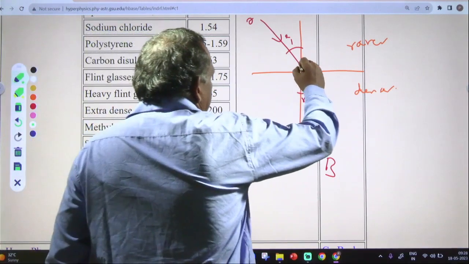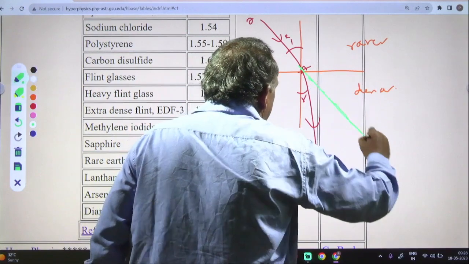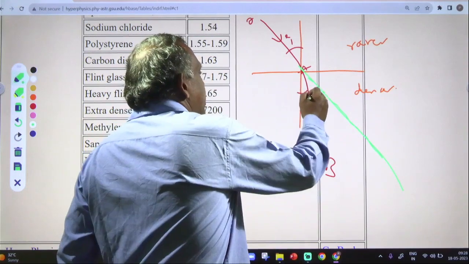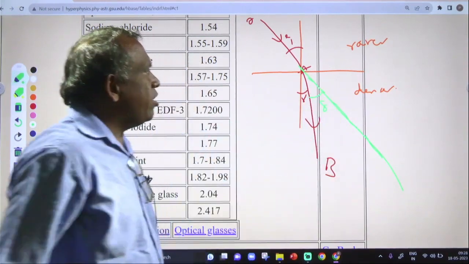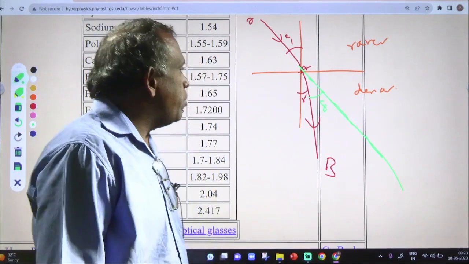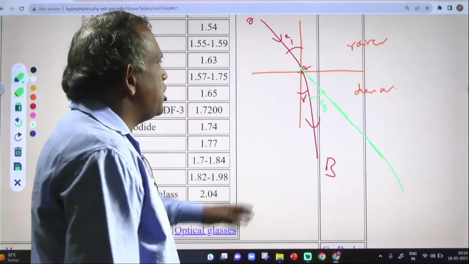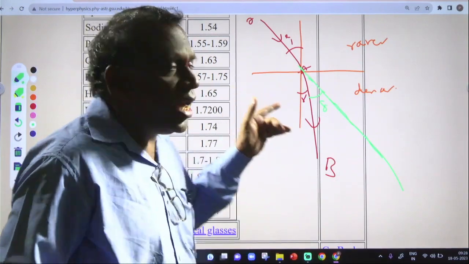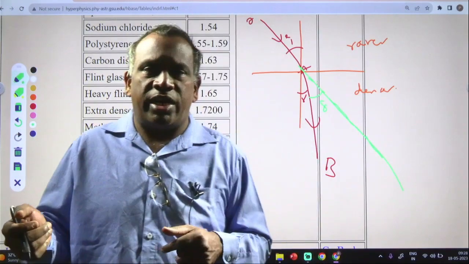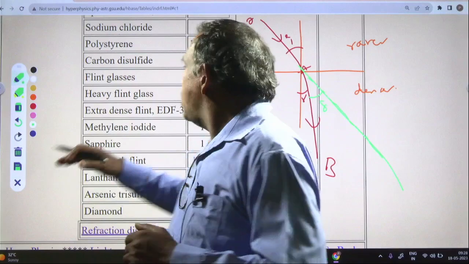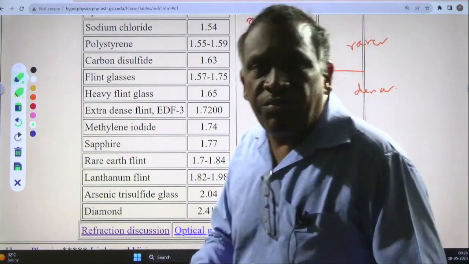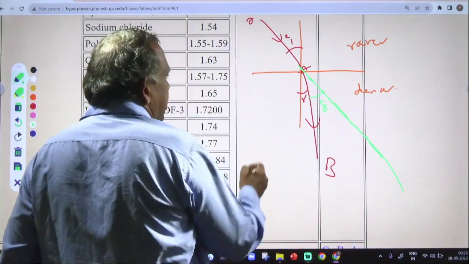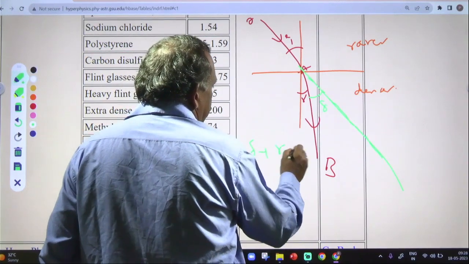If you extend the incident ray, this is the extension of the incident ray. The angle between the refracted ray and the extended incident ray is called the angle of deviation. Now if you observe carefully, angle of deviation plus angle of refraction is equal to angle of incidence. Angle of incidence is greater than angle of refraction when light travels from rarer to denser medium; the angle of incidence is greater and the angle of refraction is smaller.